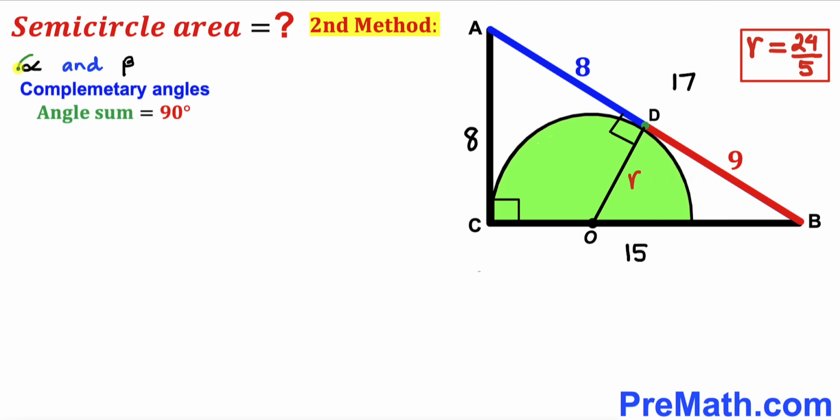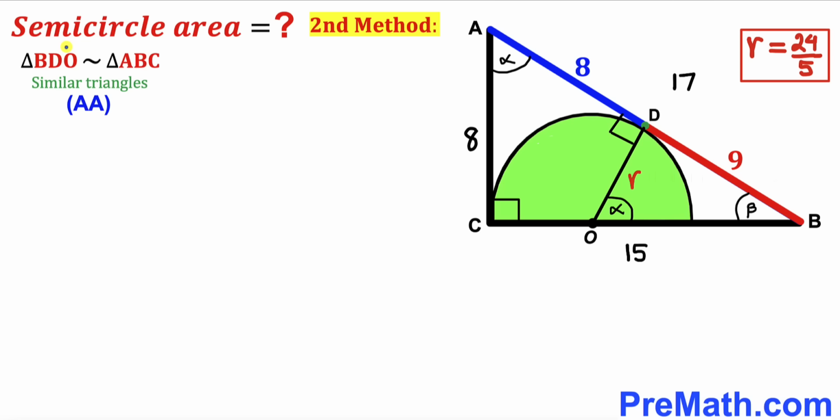And now let's assume alpha and beta are our two complementary angles. In other words, the sum of these two angles, alpha plus beta, must be equal to 90 degrees. If I label this angle as our angle alpha, and this is our 90 degree angle in this triangle ABC, then this angle has got to be our angle beta. And now in this right triangle BDO, this angle is beta. We know this angle is a 90 degree angle. So therefore, this angle has got to be our angle alpha.